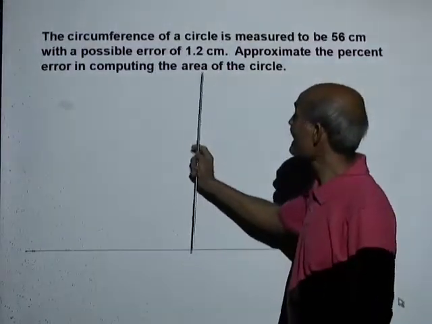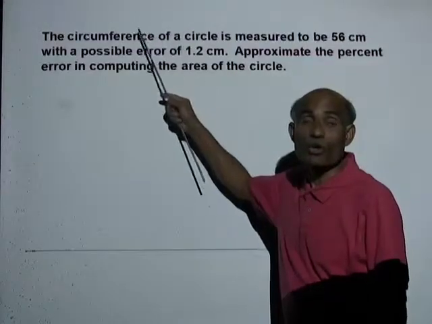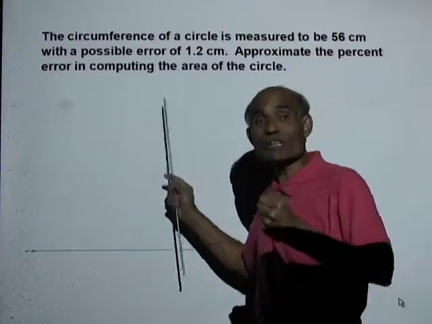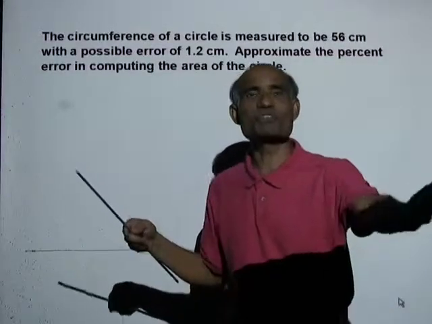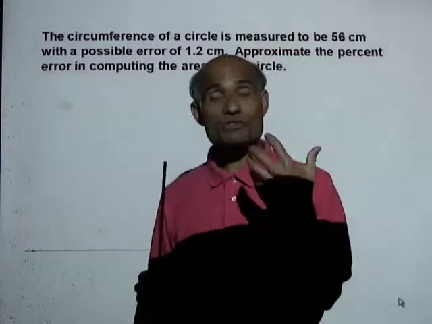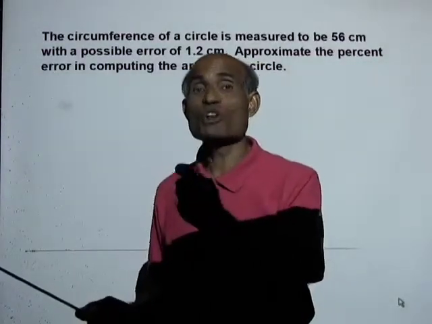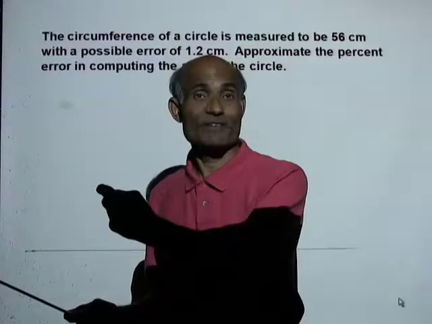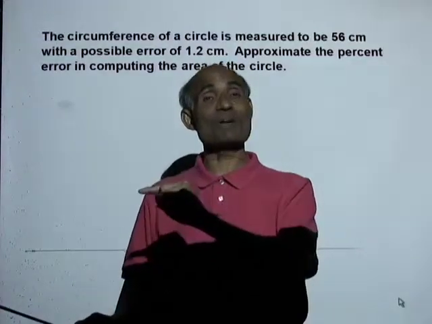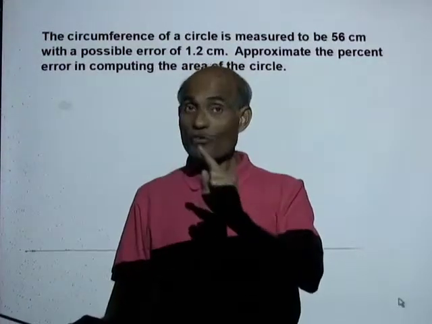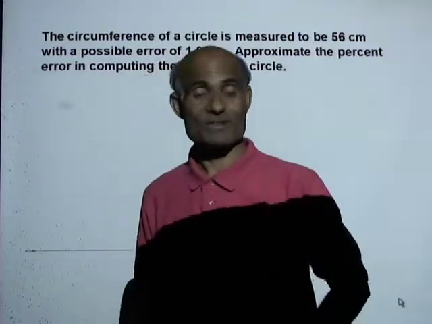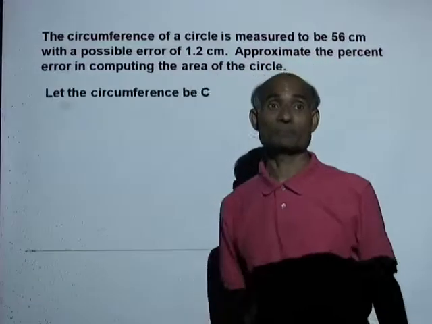In other words, we must connect the area of the circle with the circumference, or we must write the area as a function of the circumference. Can you do that? Well, you know how to write area as a function of the radius, and you also know how to write the circumference as a function of the radius. Therefore, can you write the area as a function of the circumference? All right, let's do that.